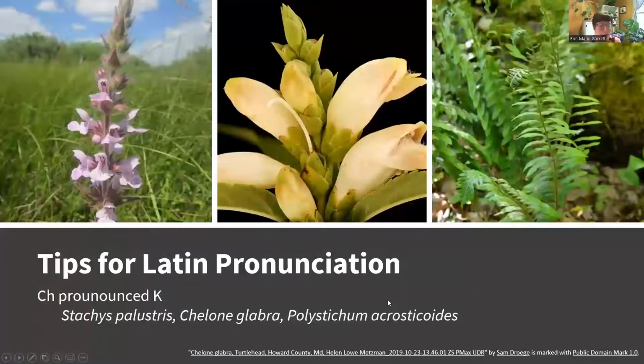Okay, I also already said CH is pronounced K. So Stachys palustris, this plant. Kiloni, remember? CH like a K and the long E at the end. So not Chilone, Kiloni glabra. Then Polysticum acrosticoides or acrosticoides, however you want to say it.